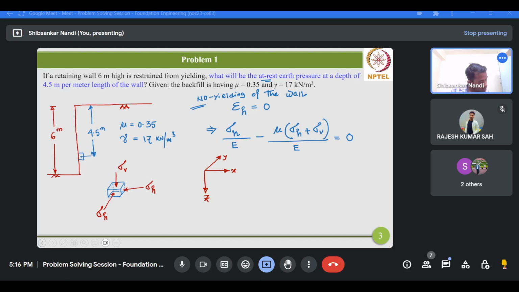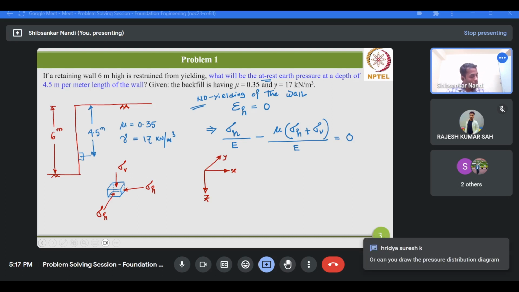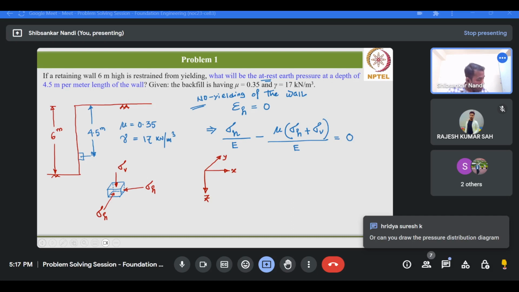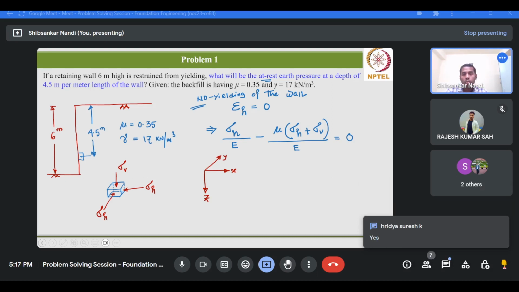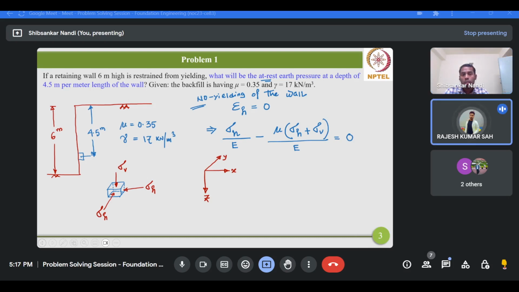Okay. I don't know whether this question is from this week's assignment, means week 9 or maybe week 10? Yes, sir. This is assignment question number 5.